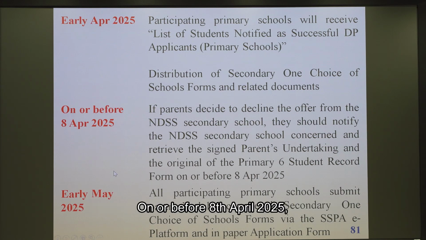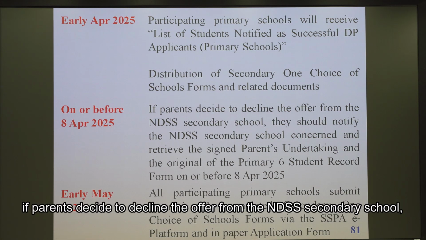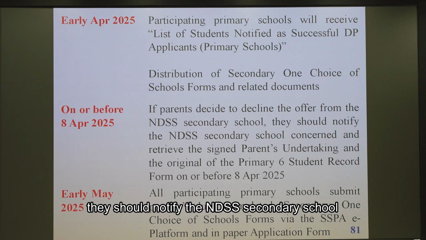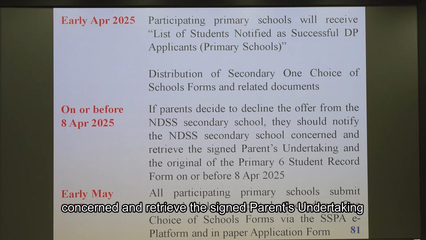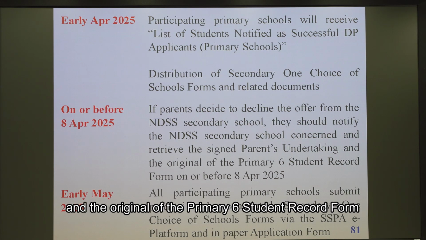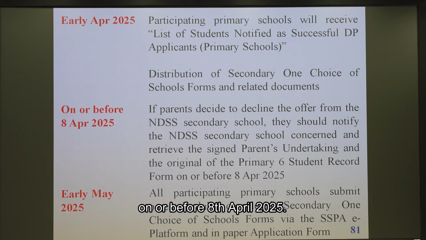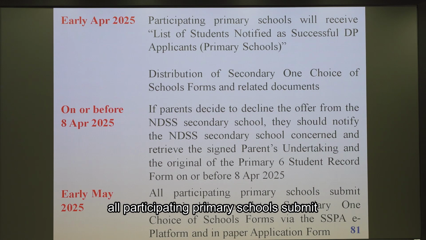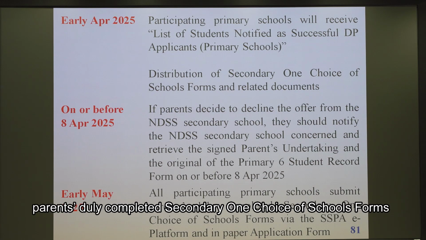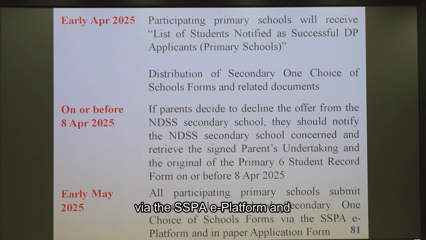On or before the 8th of April 2025, if parents decide to decline the offer from the NDSS secondary school, they should notify the NDSS secondary school concerned and retrieve the signed parents' undertaking and the original of the Primary 6 student record form on or before the 8th of April 2025. Then, in early May 2025, all participating primary schools submit parents' duly completed Secondary 1 choice of school forms via the SSPA e-platform and in paper application form.